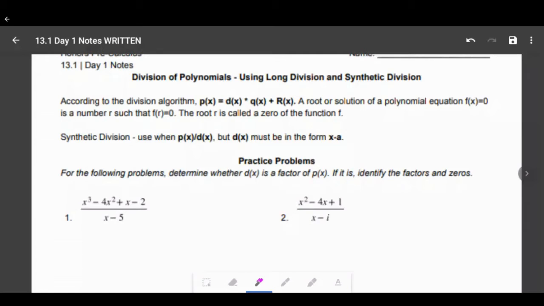Today we're going to be looking at Chapter 13, the division of polynomials. You either have long division or synthetic division. We'll talk about the couple of differences and when you can use either one.